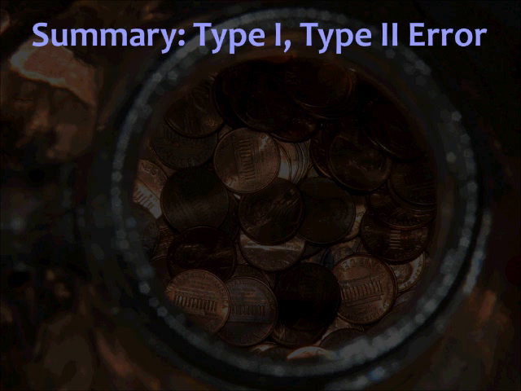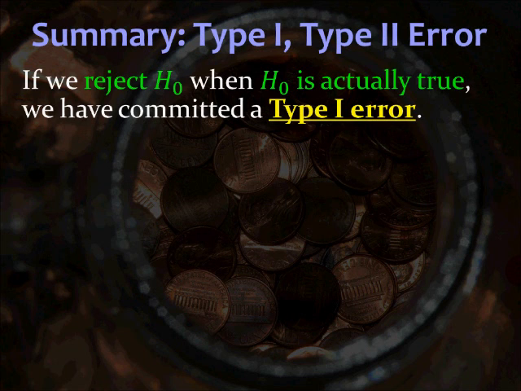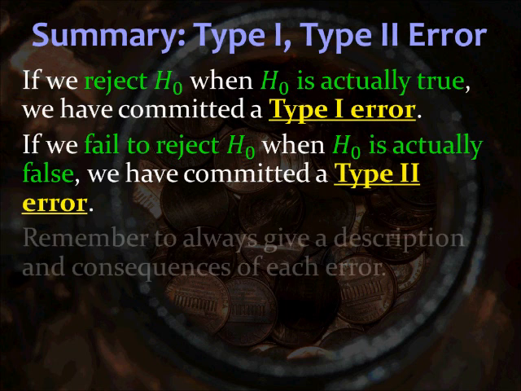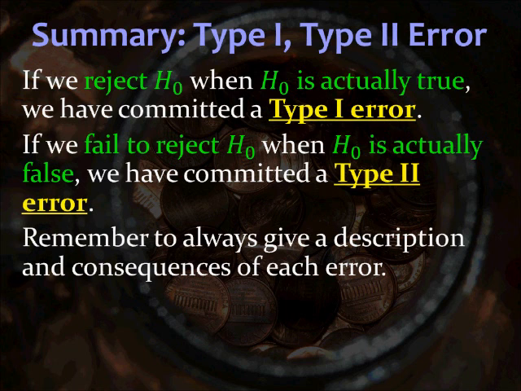For type 1 and type 2 errors: if you reject the null when the null is true, you've committed a type 1 error. If you fail to reject the null when the null is actually false, you've committed a type 2 error. And remember to always give a description and consequences of each error. Remember, type 1 is considered a false positive. A type 2 is considered more like a false negative, if that helps you conceptualize things.